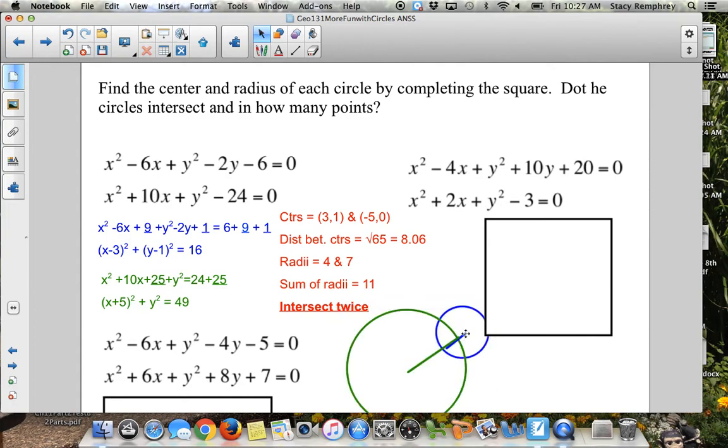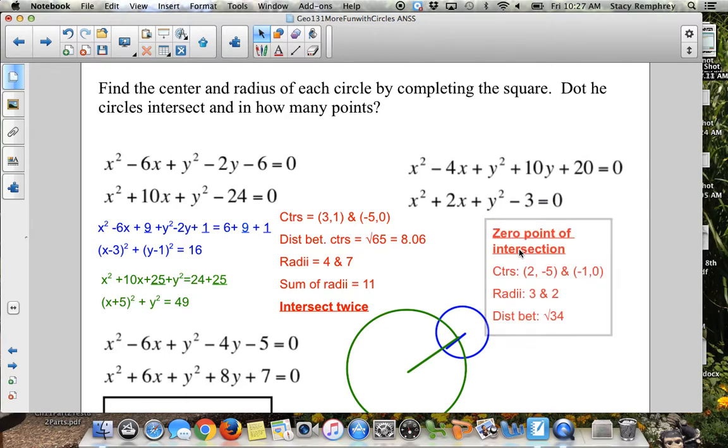And they intersect twice. The reason I know that is the distance of the centers was the square root of 65, which is roughly about 8.06. The sum of the radii is 11. So the distance between the centers is less than the sum of the radii. So that must mean they intersect twice. And I drew a picture there.